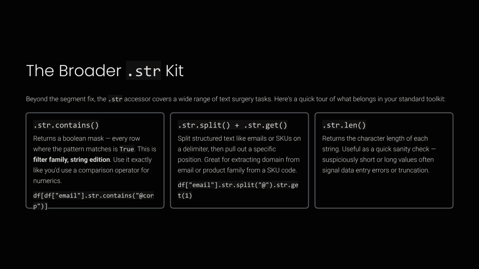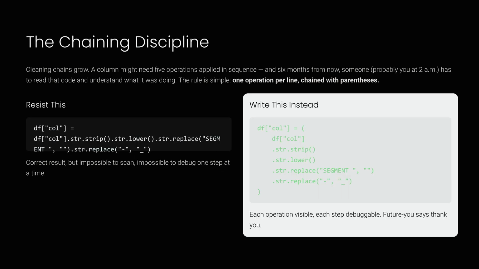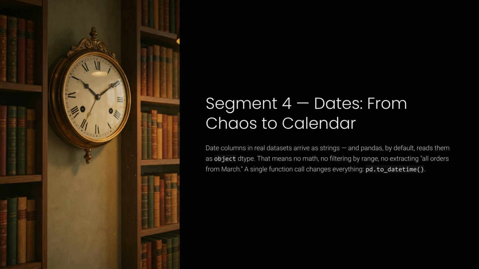Your standard toolkit should include other useful string methods like .str.contains for filtering, .str.split for parsing structured text, and .str.len for validating data quality. It is important to maintain clean, readable code. By using parentheses to chain operations, we ensure that every step in our cleaning process remains visible and easy to debug. Finally, we address date columns, which are often read as strings.